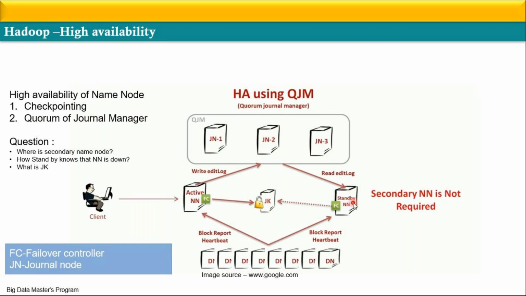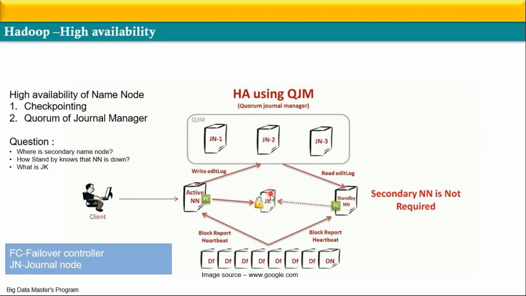Okay, it is not the secondary name node, but the standby name node. Now, if this particular active node is down, then over here, the failover controller is locked at this moment. Once this particular node is down, then this lock will open, and the standby node will be able to communicate to the, you can say, this general node, basically JK.